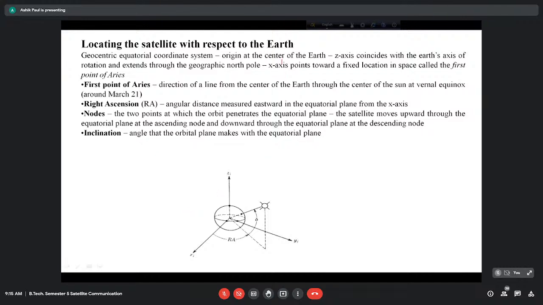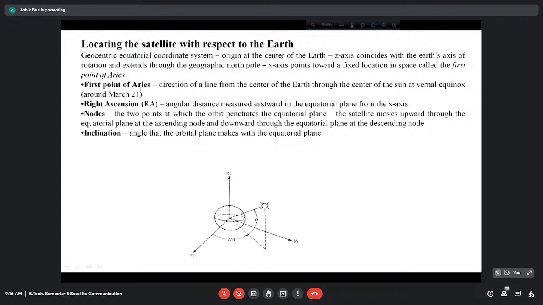So the second axis points towards a fixed location in space, which is called the first point of Aries. For some of you who are curious to know, Aries is actually the name of a constellation, an assembly of stars and planets in the sky.